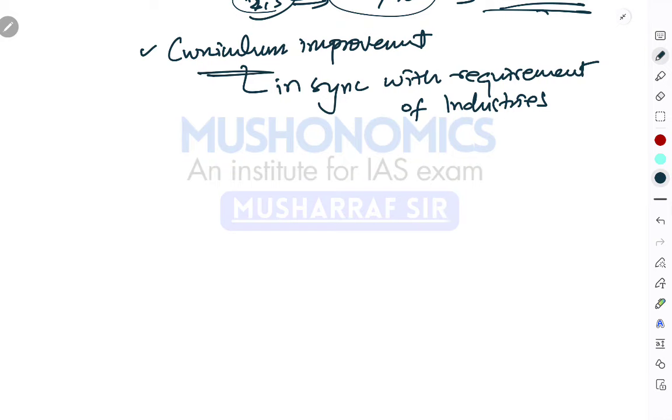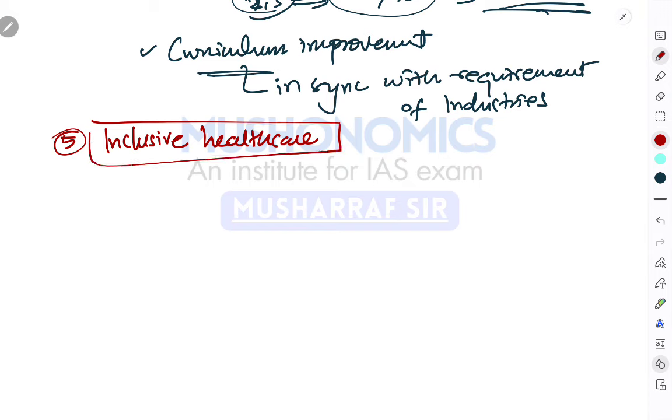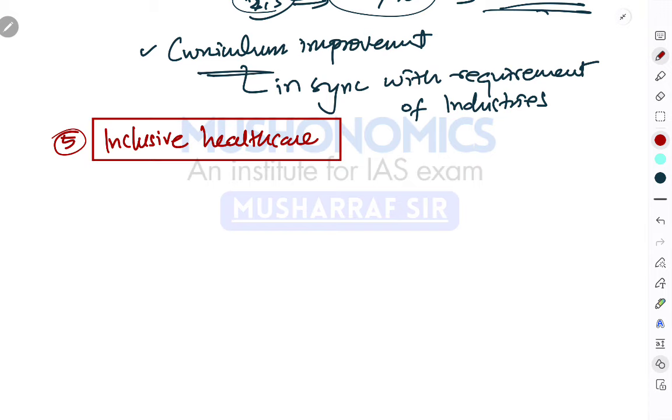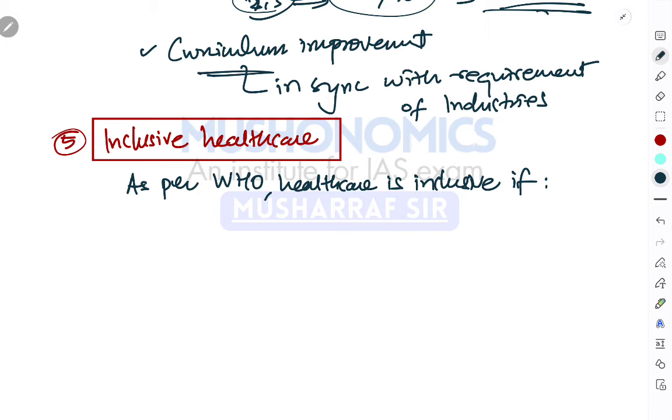Now the fifth policy, or the fifth tool that we can talk about to achieve inclusive growth, is inclusive healthcare. And what do we mean by inclusive healthcare? The World Health Organization defines inclusive healthcare. So as per the World Health Organization, WHO, healthcare is inclusive if it fulfills the following conditions.